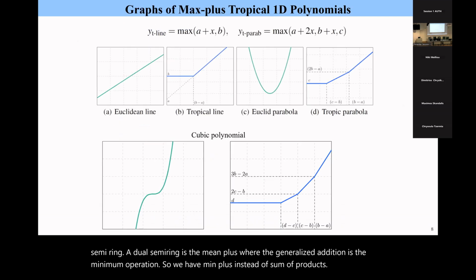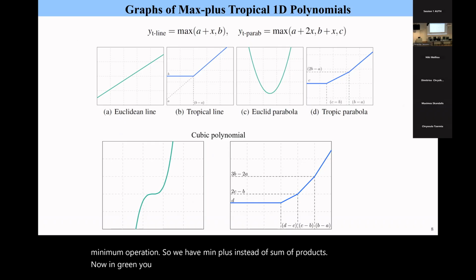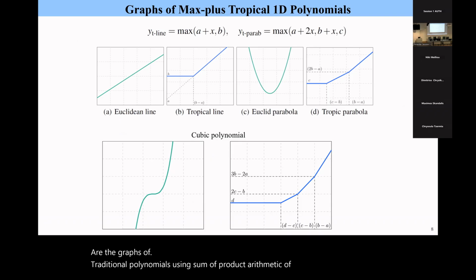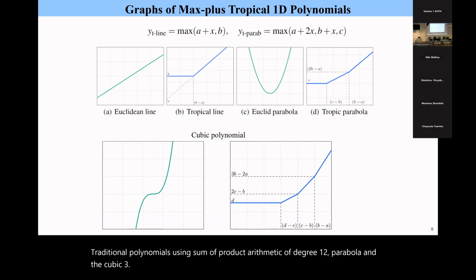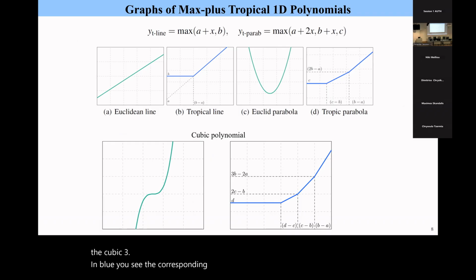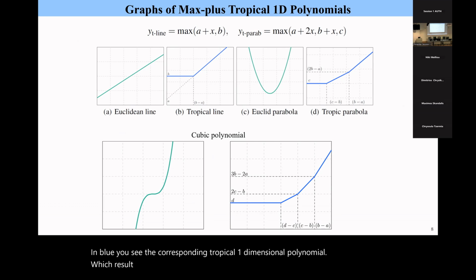Now, in green, you see some well-known Euclidean curves, which are the graphs of traditional polynomials using sum of product arithmetic of degree 1, 2 (parabola), and 3 (the cubic). In blue, you see the corresponding tropical one-dimensional polynomials, which result from these Euclidean polynomials by simply replacing addition with maximum and multiplication with addition of constants.